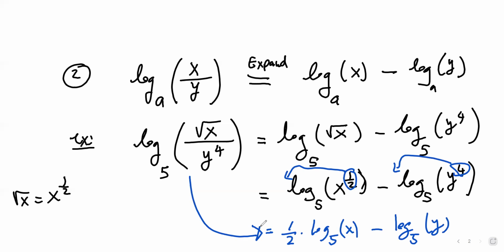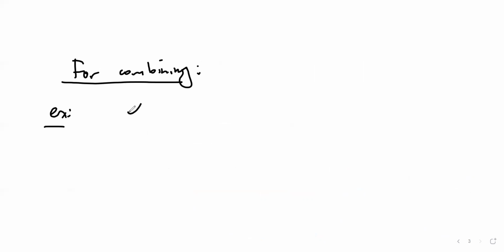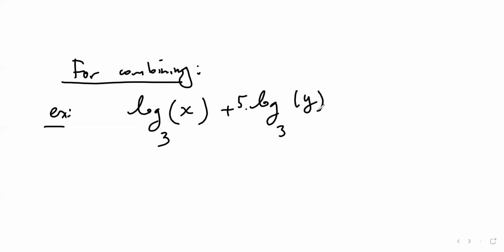Okay, now you can combine it. The reverse process will be combining it. So for combining, let me just give you an example. Let's say you have the sum of two logs. Let's say you have log base 3 of x plus log base 3 of, let's say we have a coefficient here, 5, of y. Now for combining, step 1 is moving each coefficient as a power of the input.